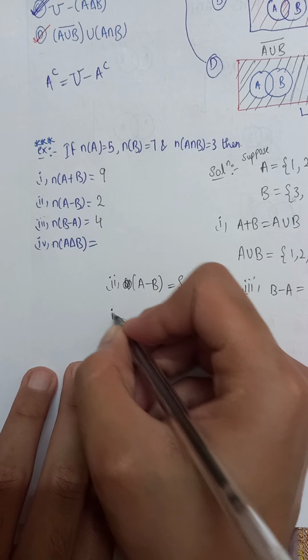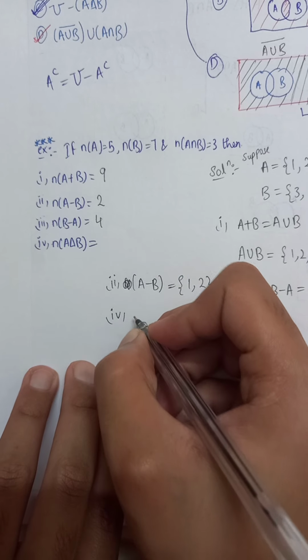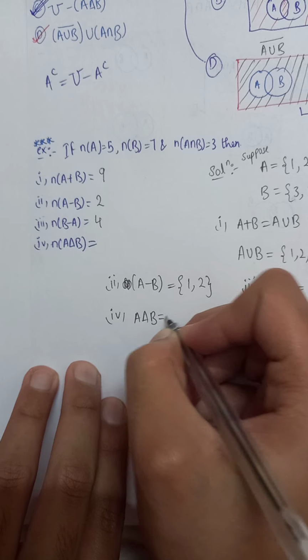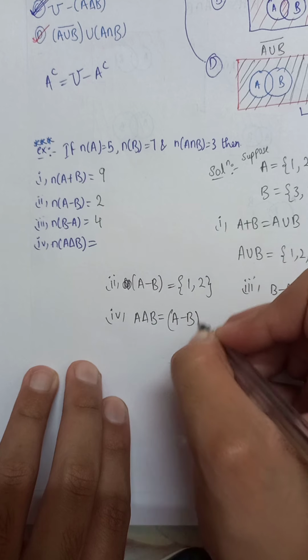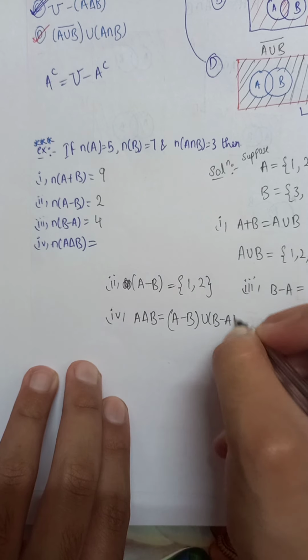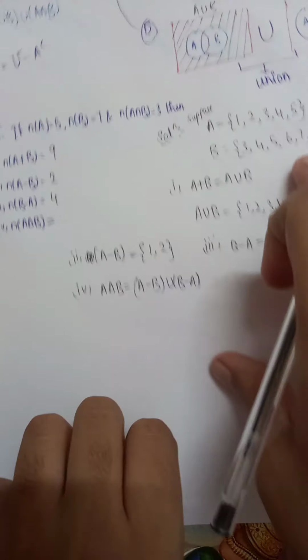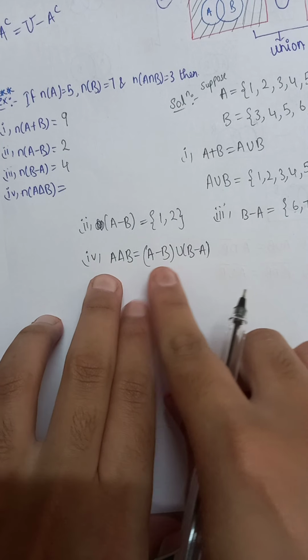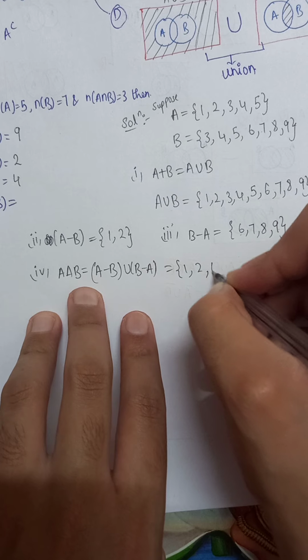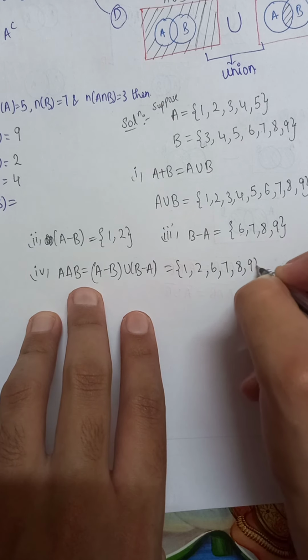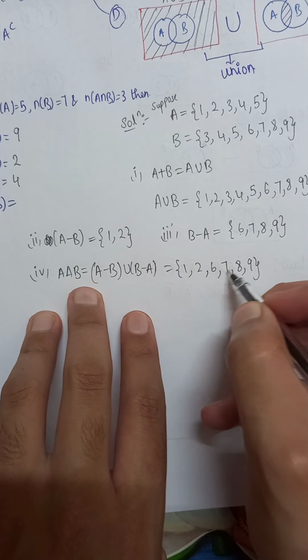The fourth one, the number of elements in the symmetric difference of A and B. The symmetric difference of A and B is A minus B union B minus A. We know what A minus B is and what B minus A is. By taking the union of these two sets, we get 1, 2, 6, 7, 8 and 9. So the number of elements in the symmetric difference of A and B is 6.